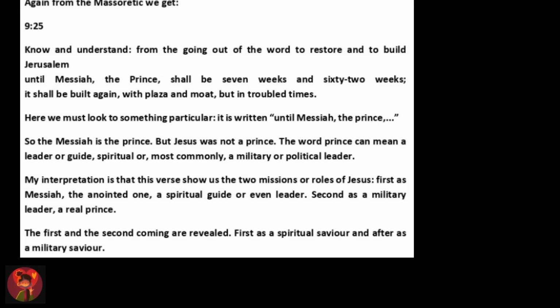Let's look to previous verses in order to understand who is doing what. Again from the Masoretic we get 9:25: Know and understand, from the going out of the word to restore and to build Jerusalem until Messiah, the Prince, shall be 7 weeks and 62 weeks, it shall be built again, with plaza and moat. But in troubled times. Here we must look to something particular. It is written until Messiah, the Prince, so the Messiah is the Prince.